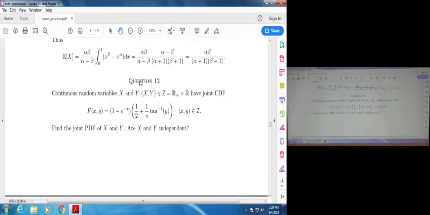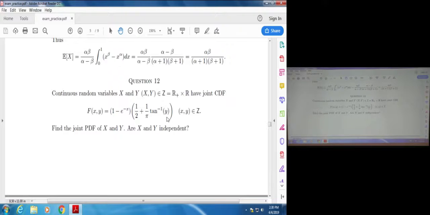Okay, question 12. So question 12 says you've got a pair of random variables x and y. They're continuous. So x is positive, this is what this thing means here, and y is real valued. And this is their joint CDF, a cumulative distribution function, which looks like that. Okay, so we're asked to find the joint PDF, and we want to know whether x and y are independent.